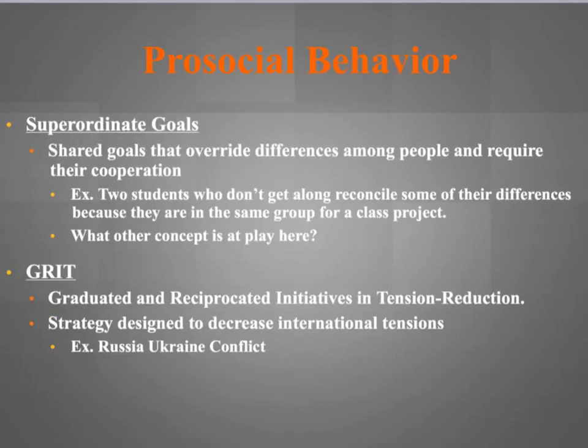Superordinate goals are shared goals that override differences among people and require their cooperation. For example, two students who don't get along reconcile some of their differences because they are in the same group for a class project. What other concept is at play here? And then there's also GRIT, Graduated and Reciprocated Initiatives in Tension Reduction. This is a strategy designed to decrease international tensions, like maybe what's going on between Russia and Ukraine right now.